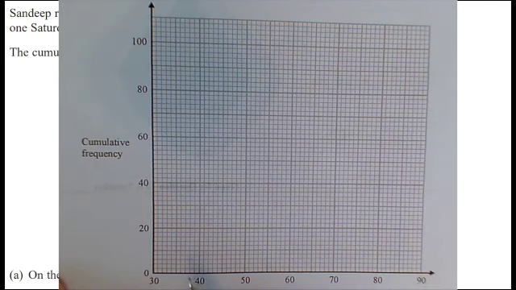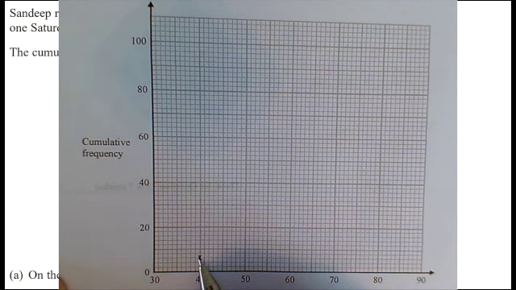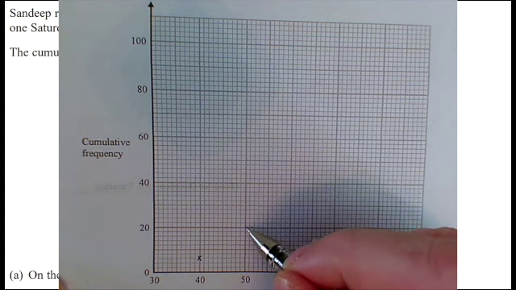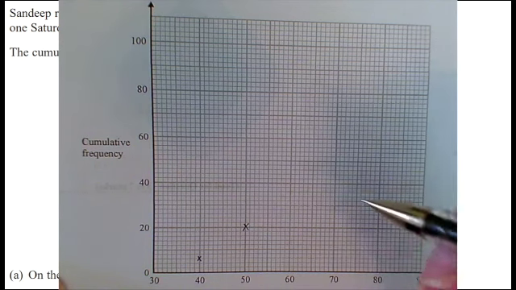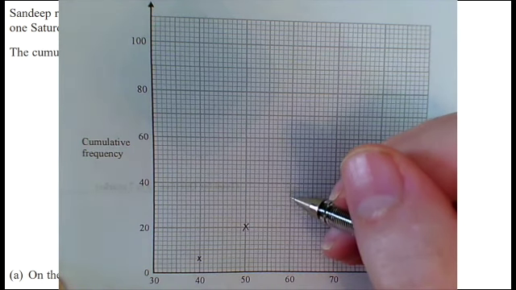So the first one, as you can see, was 40 and 6. It seems that each square is going up in 2, isn't it? So that's 2, 4, 6. And I'm going to plot all these points, and do it with a cross or something like that, something very clearly visible for the examiner, because that's what they'll be marking.